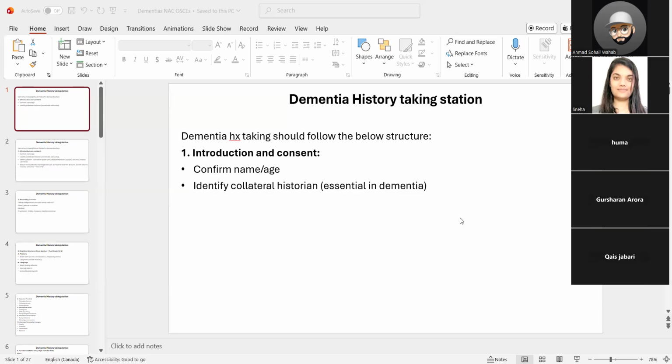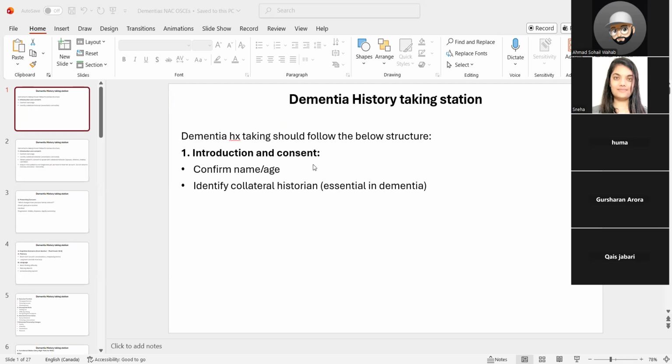Hello everyone. Today we will be doing dementia, history taking, and how to manage a station if you're asked about differentiating the different types of dementia. For history taking, we are going to use the below structure.